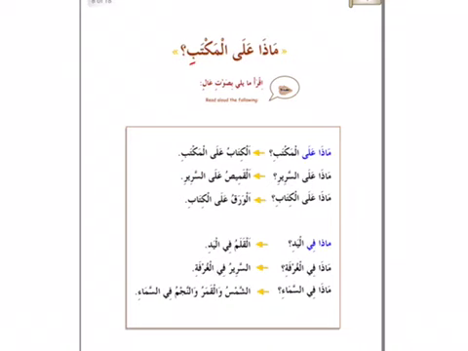Worksheet number 8. Mada ala al-maktabi? What is on the desk? Al-kitabu ala al-maktabi. The book is on the desk. Mada ala as-sariri? Al-qamisu ala as-sariri. The shirt is on the bed. Mada ala al-kitabi? What is on the book? Al-waraku ala al-kitabi. The paper is on the book. Mada fil-yadi? What is in the hand? Al-kalamu fil-yadi. The pen is in the hand. Mada fil-ghurfati? What is in the room? As-siriru fil ghurfati. The bed is in the room.